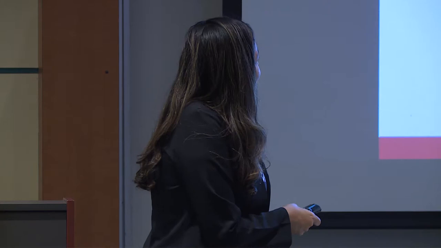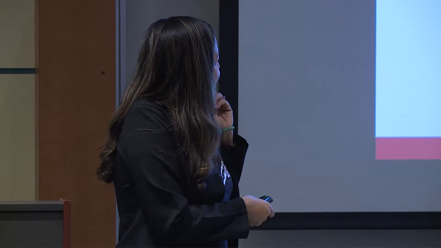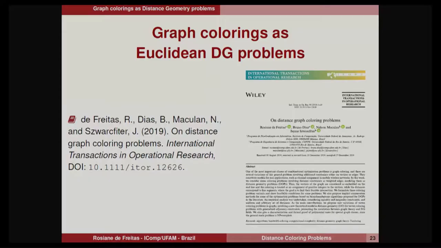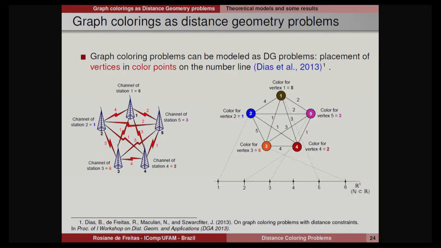So we have a paper in ITOR and also on arXiv, available online on arXiv and published in the ITOR journal about the correlation among these problems with distance geometry. So for us, a coloring is a realization on the line, on the real line, considering natural numbers. So in this case, we have this projection, the color 1 to number 1, the color 6 to number 6, and 6 minus 1, 5, 6 minus 1, 5, and so on. 5 here, and 5 minus 1, 4, there is a distance of at least 4, and so on.